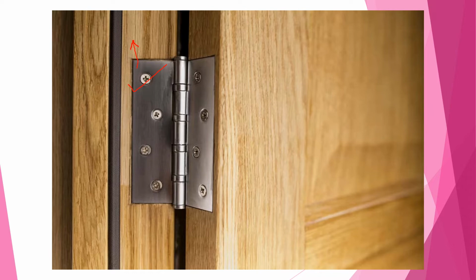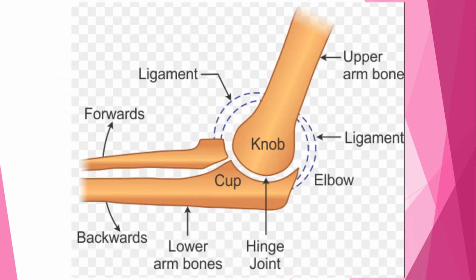So let's move to the structure and the mechanism of the movement of hinge joint. Let's start with the structure of the hinge joint. Here you can see a diagram with the two bones. First is the upper arm bone, and you know that the upper arm bone is called humerus. And the second are the lower arm bones, and the lower arm bones are called radius and ulna.